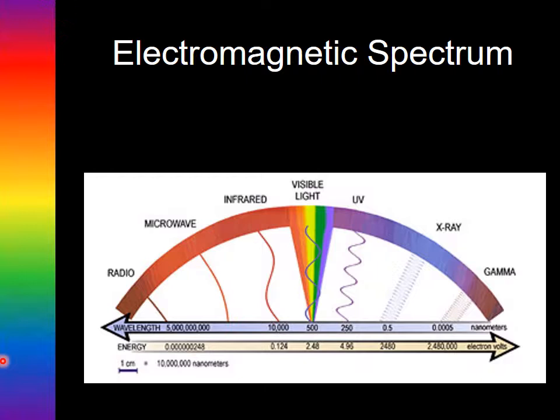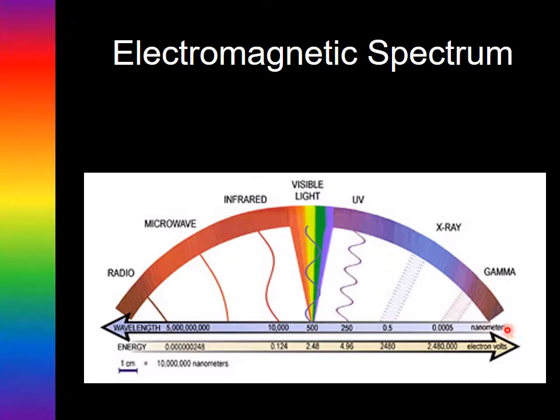So here we have the electromagnetic spectrum. As you can see, we have radio waves, microwaves, infrared, visible light, ultraviolet, X-ray, and gamma radiation. These are the different types of light. You can think of them as colors of light that you can't always see. Certainly you can see visible light. That's what our eyes see, the red through blue spectrum.